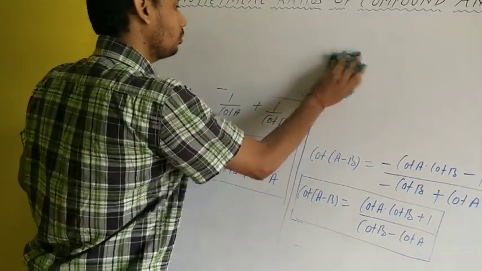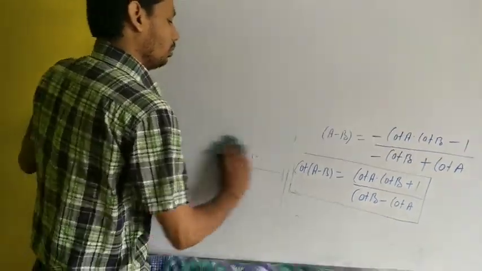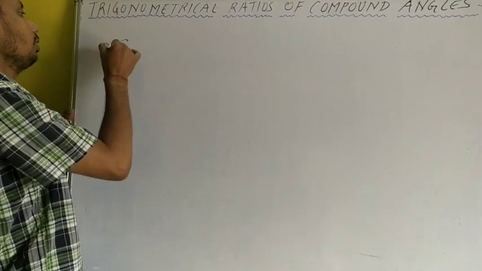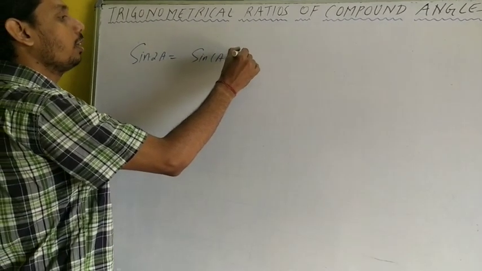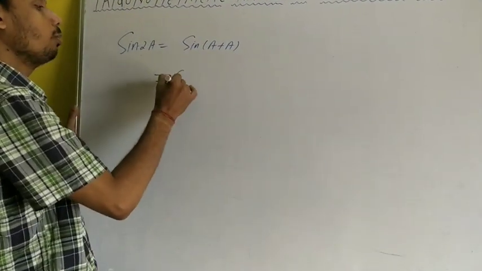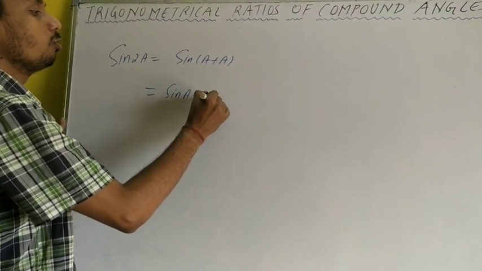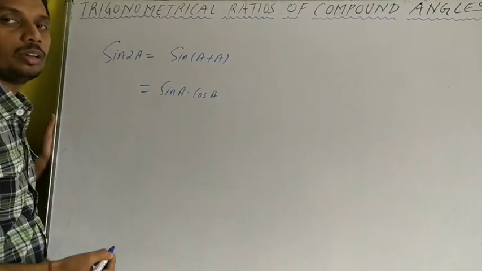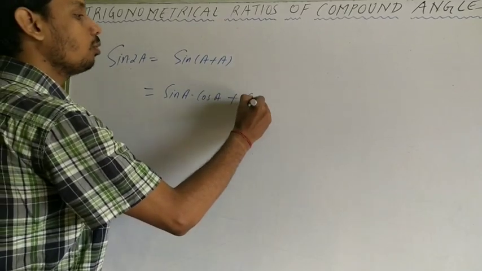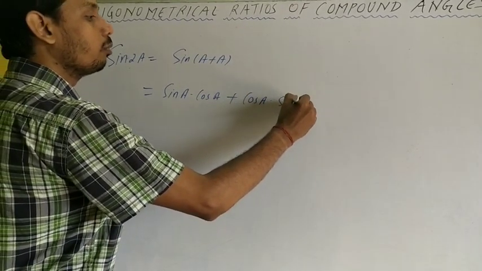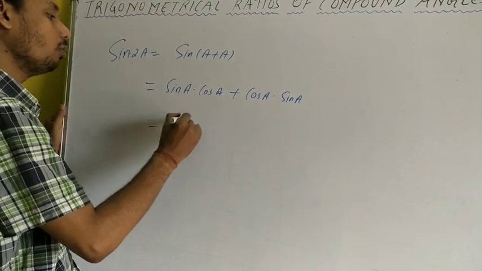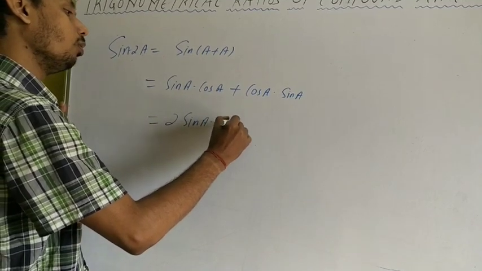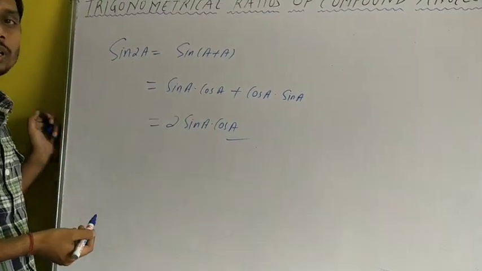Next formula: sin 2a. Now see, this sin 2a can be written as sin(a plus a). We have the formula of sin(a plus b): sin a cos b plus cos a sin b. What is b here? A, same. As both the angles are same, at the place of b we will write the same thing. Sin a cos a plus sin a cos a, this is equal to twice of sin a into cos a. So sin 2a is equal to twice of sin a into cos a.